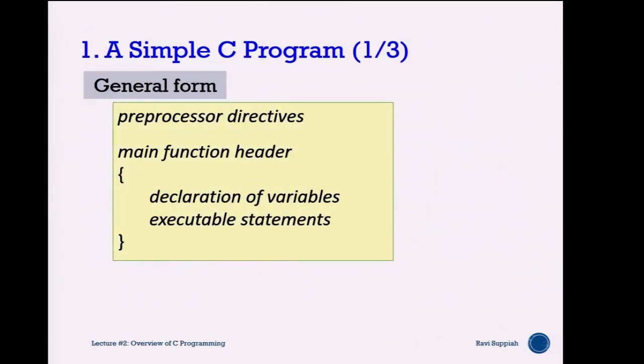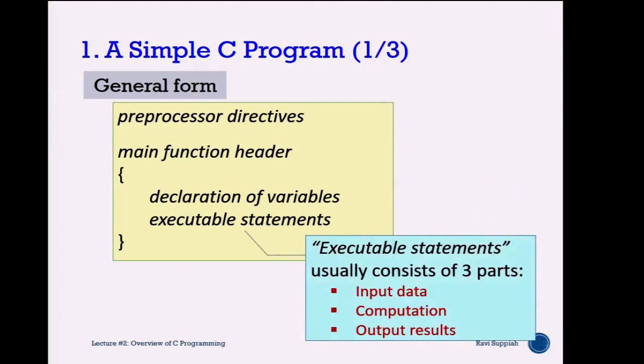The general form of a C program has first the preprocessor directives. Then you have a main, which is the starting point. Your program starts here, in your main function. Then you have curly braces. These curly braces are the opening and closing of your main function, and then you have the main body of your function.